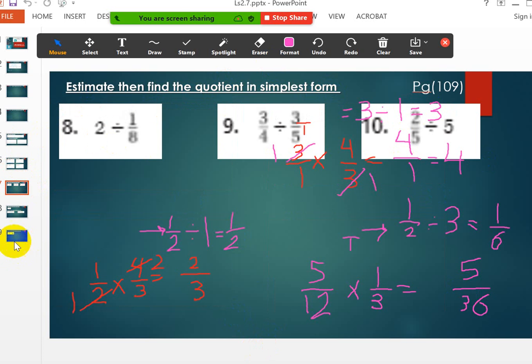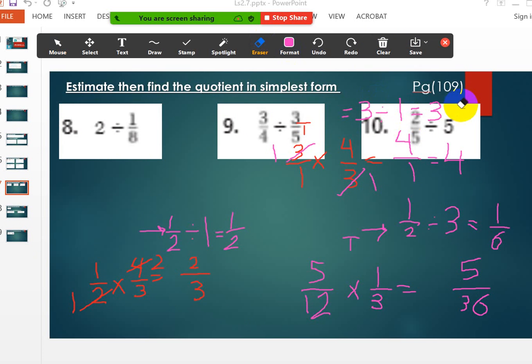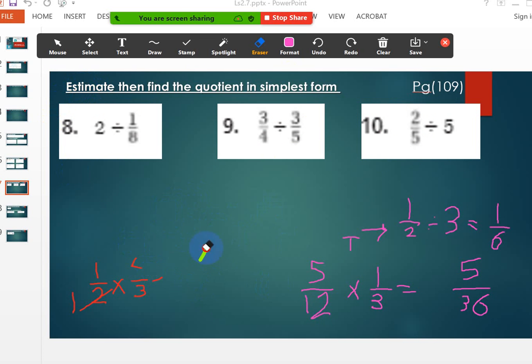Now I will move to number 8, 9, and 10, the same page. Okay, girls, I will erase the numbers here. Let's start with number 8. First thing, I want to find the division. Okay, girls, now I will not find the estimate in each exercise because I think we did many exercises about how to estimate the division and the quotient. So I will do the division only.